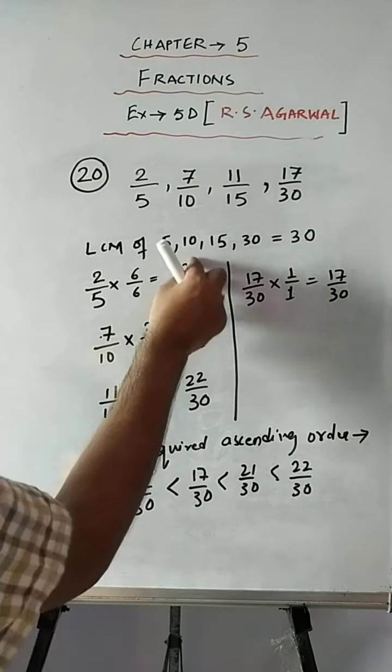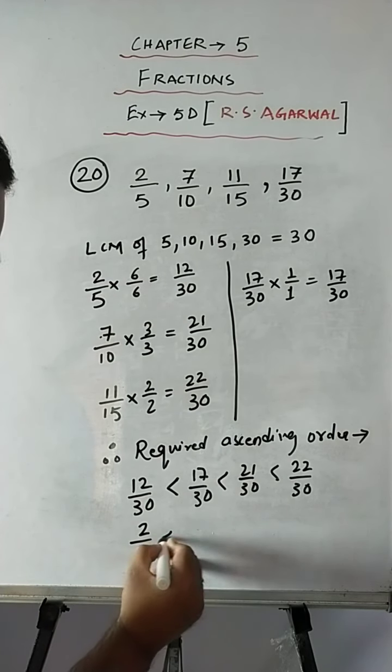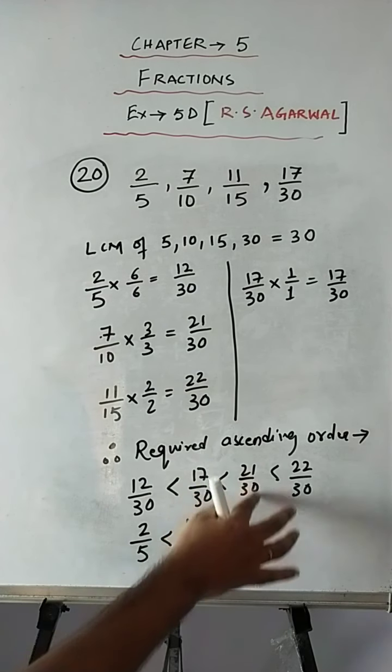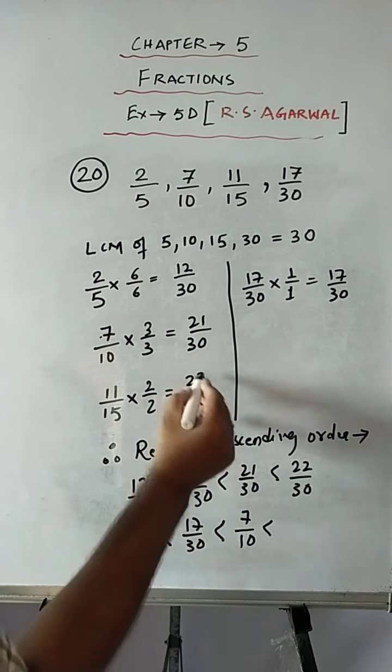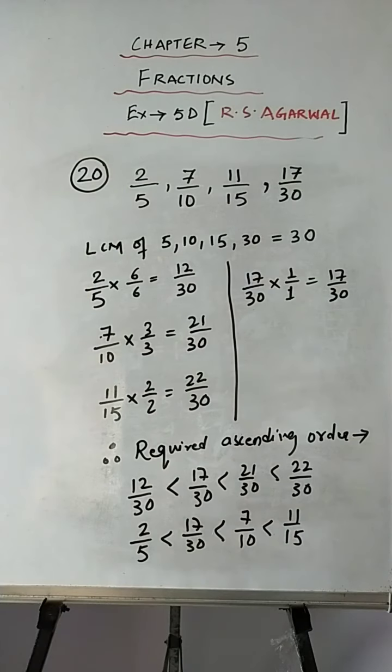But we have to arrange the original fractions, not these fractions. So we have to see 12 by 30 is coming from which fraction? 2 by 5. 2 by 5 is less than 17 by 30, which is the same as 17 by 30. 21 by 30 we are getting from 7 by 10. And 22 by 30 we are getting from 11 by 15. Okay, so this is the required solution of question number 20, students.